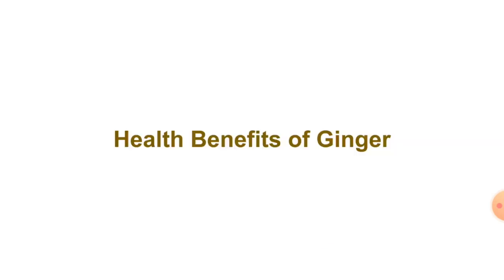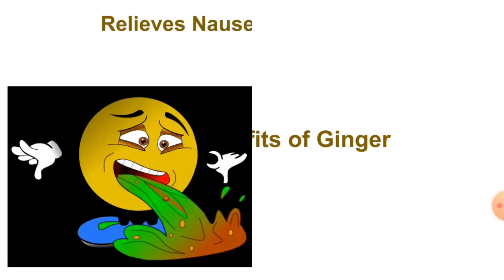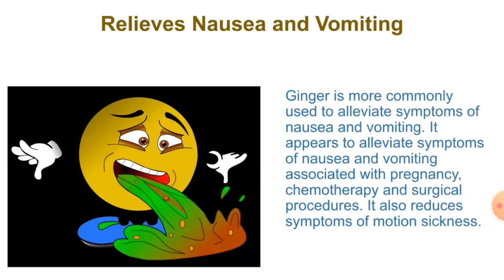Health benefits of ginger. Relieves nausea and vomiting. Ginger is more commonly used to alleviate symptoms of nausea and vomiting. It appears to alleviate symptoms of nausea and vomiting associated with pregnancy, chemotherapy, and surgical procedures. It also reduces symptoms of motion sickness.